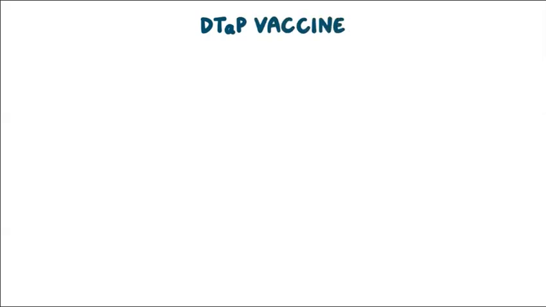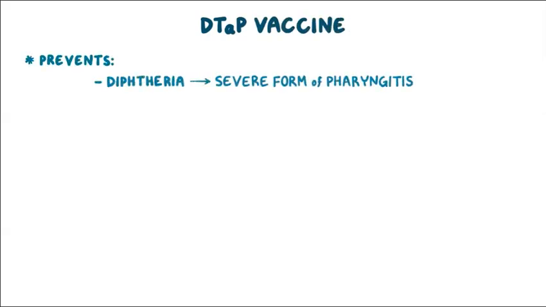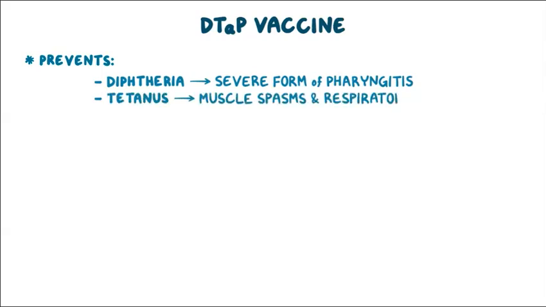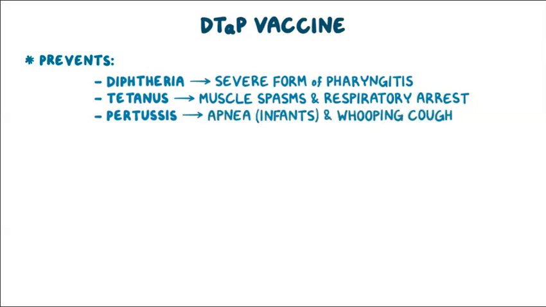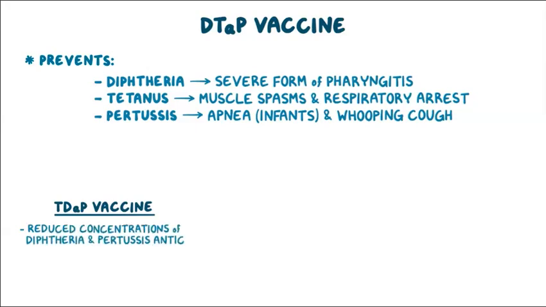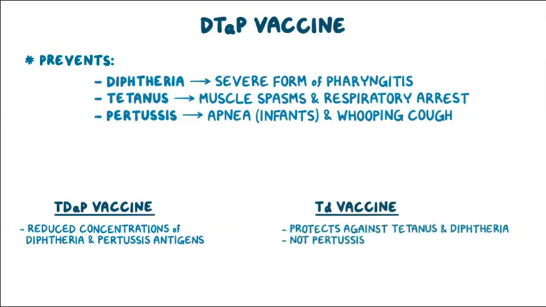Alright, now the DTaP vaccine protects against diphtheria, which causes a severe form of pharyngitis that can cause airway obstruction, tetanus, which causes muscle spasms and respiratory arrest, and pertussis, which causes apnea in infants and whooping cough in young children and adults. Another vaccine is Tdap, which also protects against tetanus, diphtheria, and pertussis, but contains a reduced concentration of the diphtheria and pertussis antigens. There's also the TD vaccine, which protects against tetanus and diphtheria, but not pertussis.